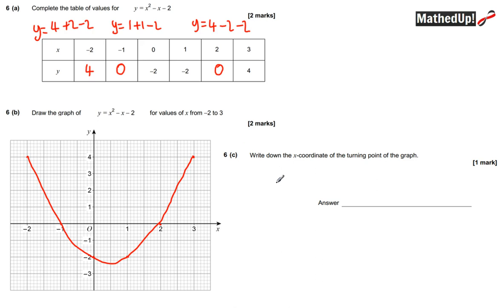Okay, part C says write down the x coordinate of the turning point of the graph. Now the turning point is going to be down over here, which is going to be the minimum point. So I think it's going to be around there. Okay, so the x coordinate of the turning point, we can see, well, that's going to be along this line over here, and the x coordinate is actually going to be 0.5. So I'm going to write 0.5 over here for my x coordinate.